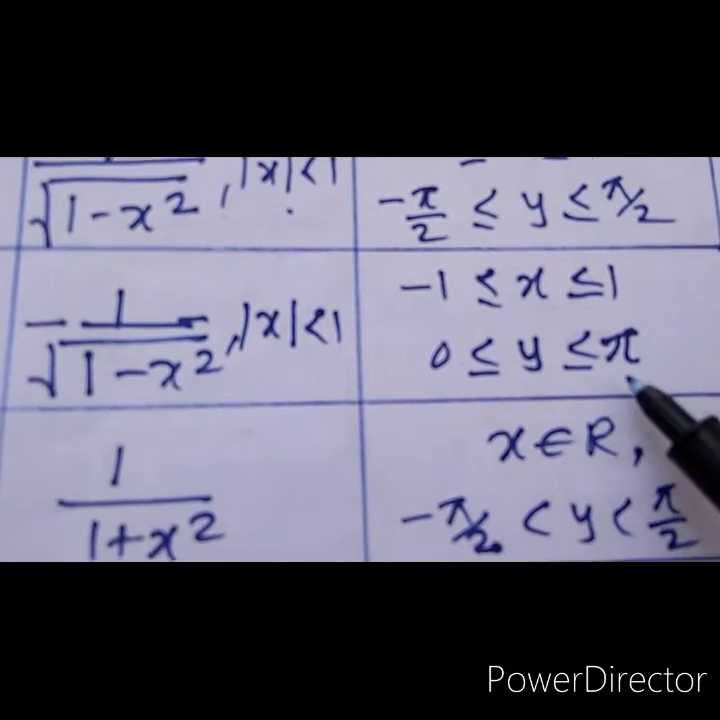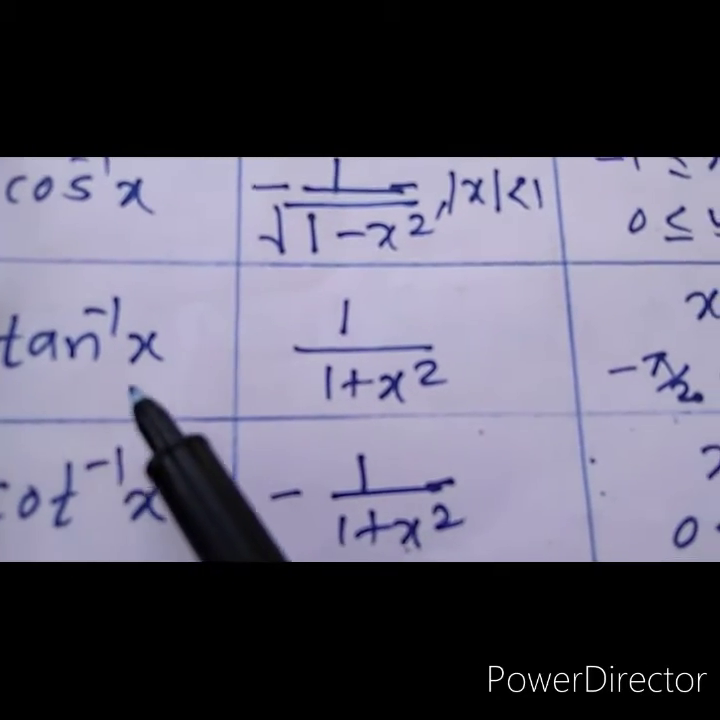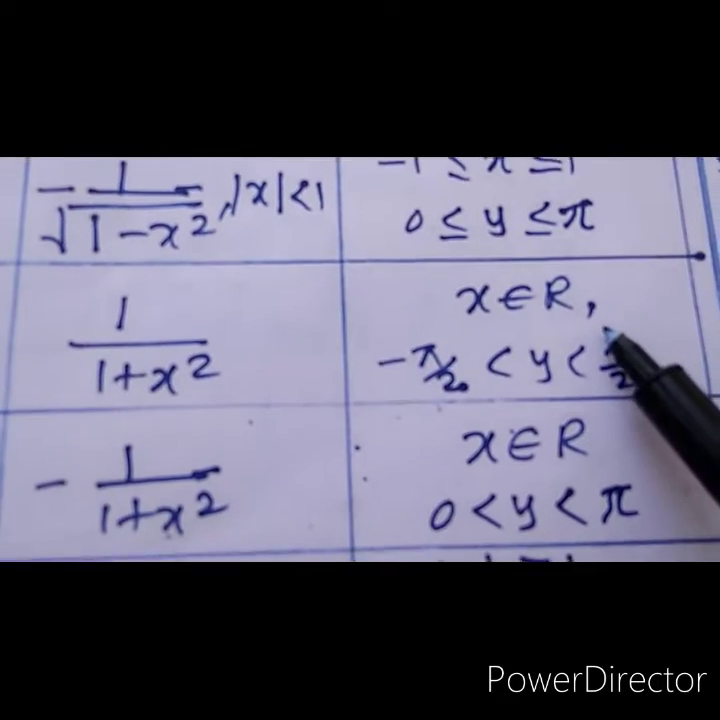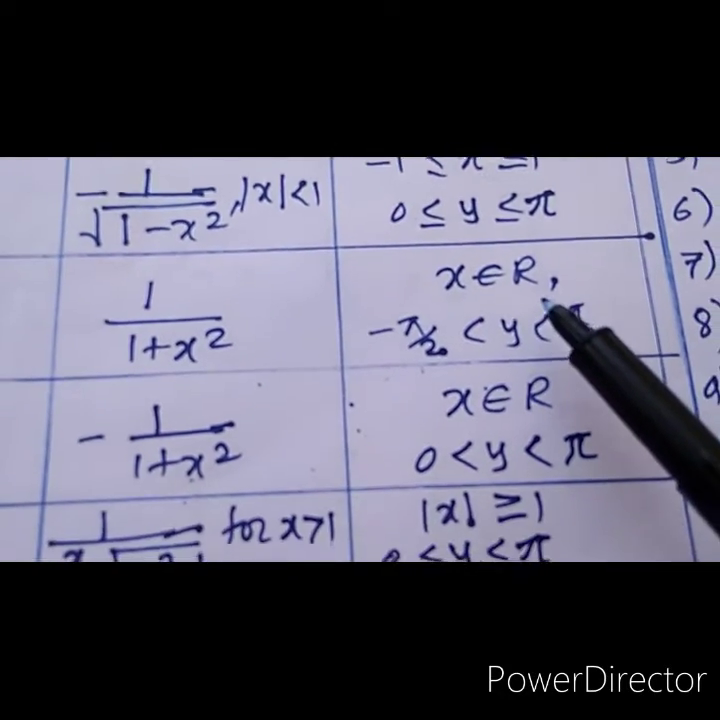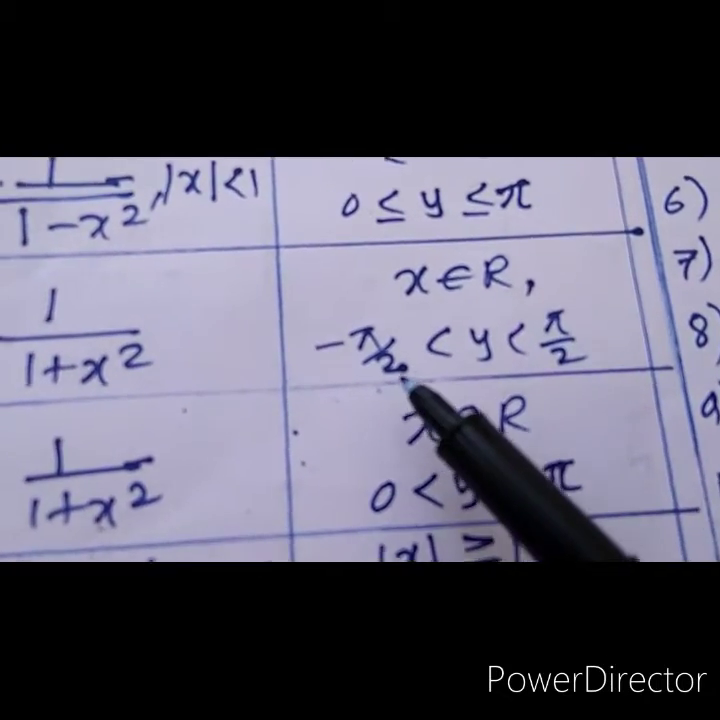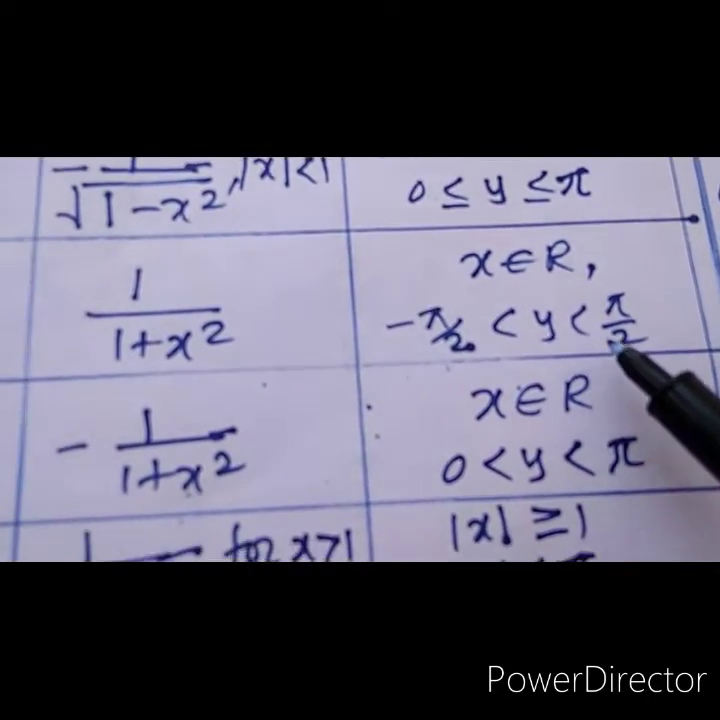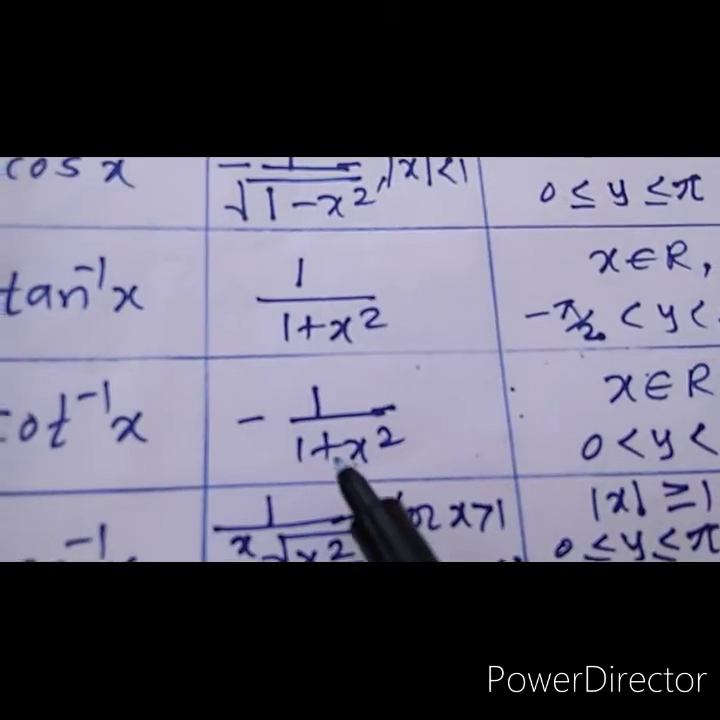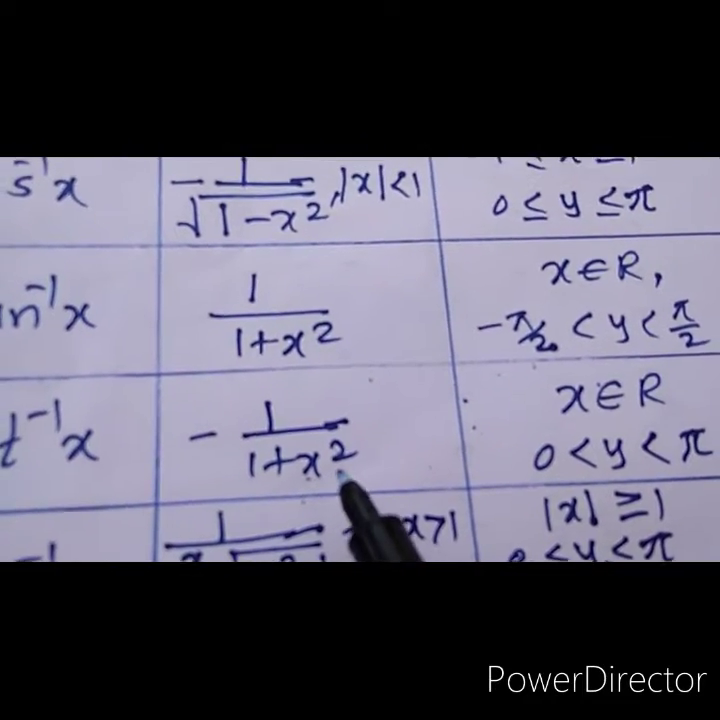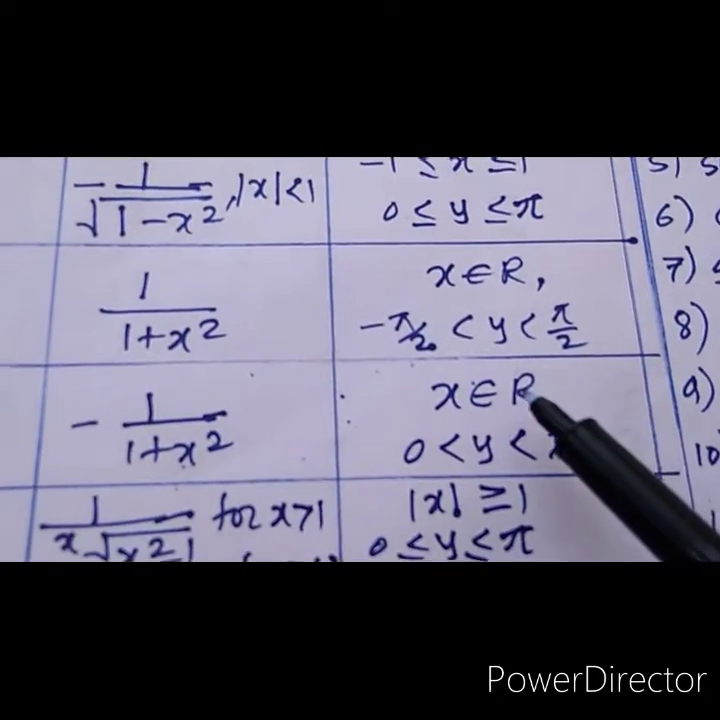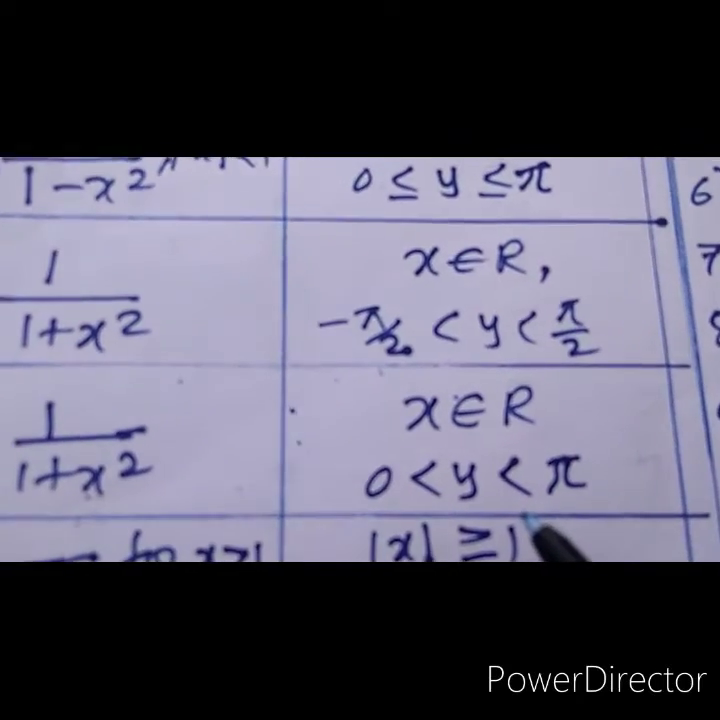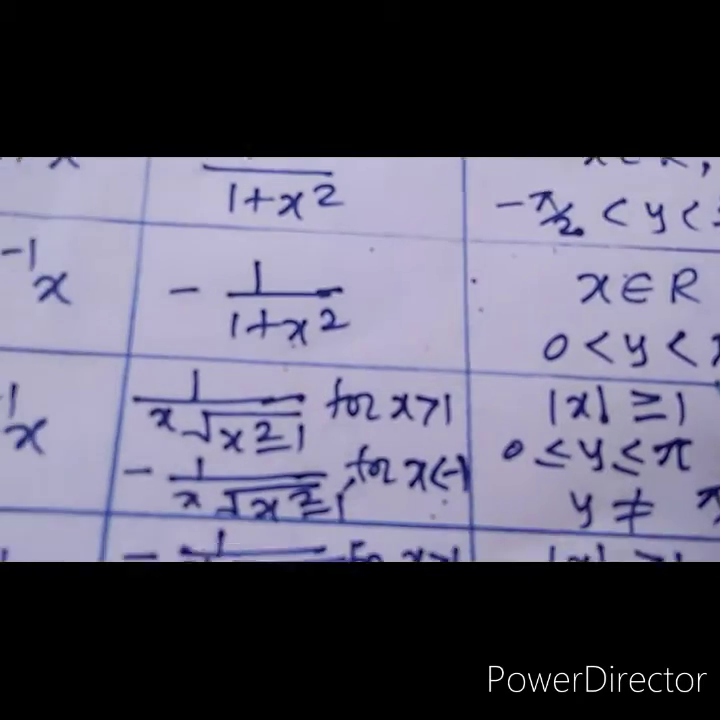0 less than or equal to y less than or equal to pi. Tan inverse of x, its derivative is 1 upon 1 plus x square. x belongs to R, it means that x is a real number. So minus pi by 2 less than y less than pi by 2. Here cot inverse of x, its derivative is minus 1 upon 1 plus x square and condition x belongs to R, where R is the real numbers, 0 less than y less than pi.